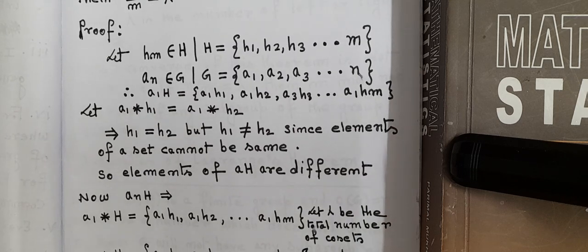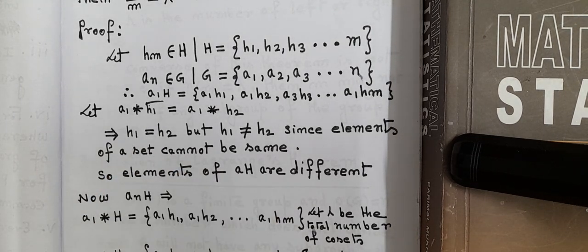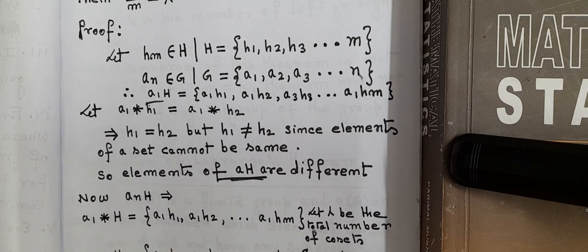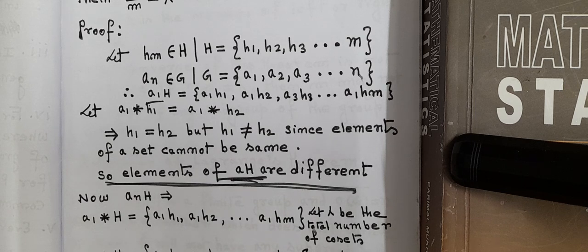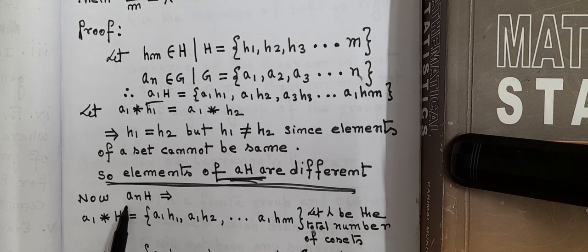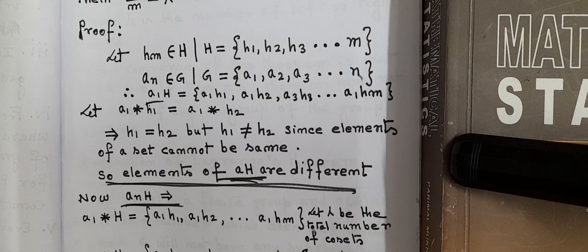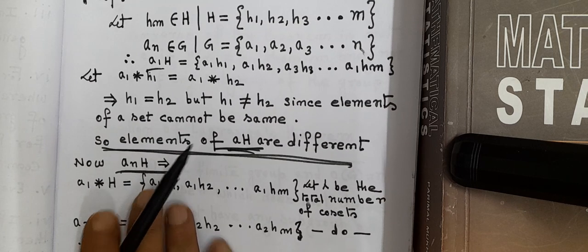So elements of H are all different. For a1H, we can write aH. So elements of aH are different, all elements are distinct. Now, if we generate a1H, how does it look?